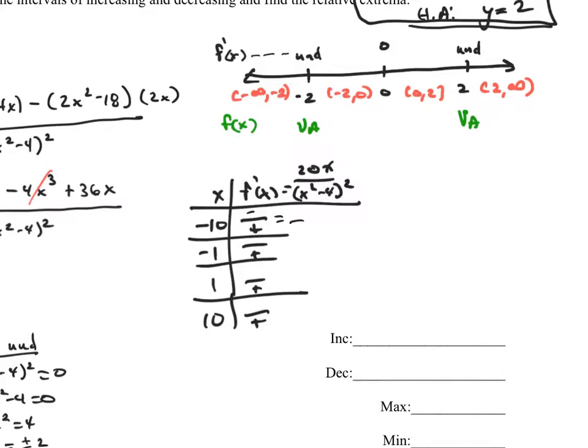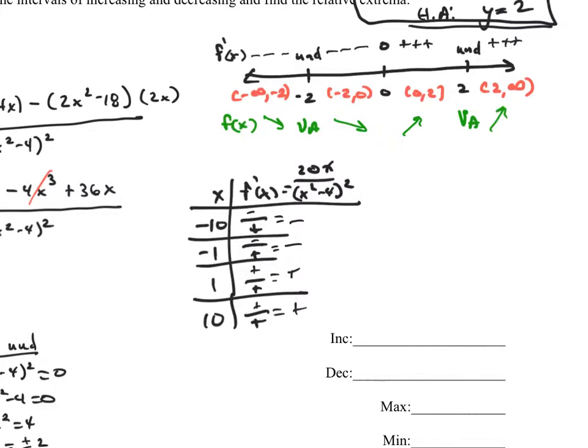Plugging in -1 again on top, I'd have a negative. A negative divided by a positive would also be a negative, so that entire interval is negative. Plugging in 1 on top, I'd have a positive. A positive over a positive is positive, so that entire interval, the derivative is positive. Plugging in 10, on top it would be a positive, so positive over a positive is positive, so that entire interval is positive. Any place where the derivative was negative, my function has to be decreasing. Any place where the derivative was positive, my function has to be increasing.